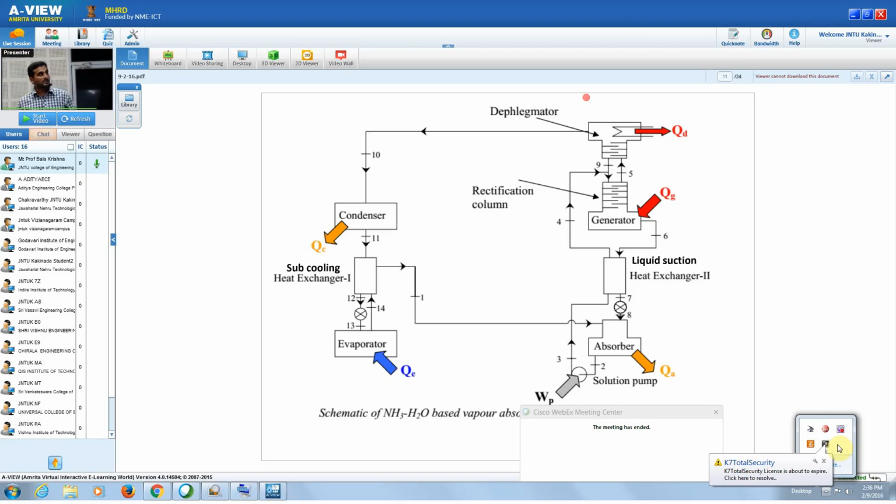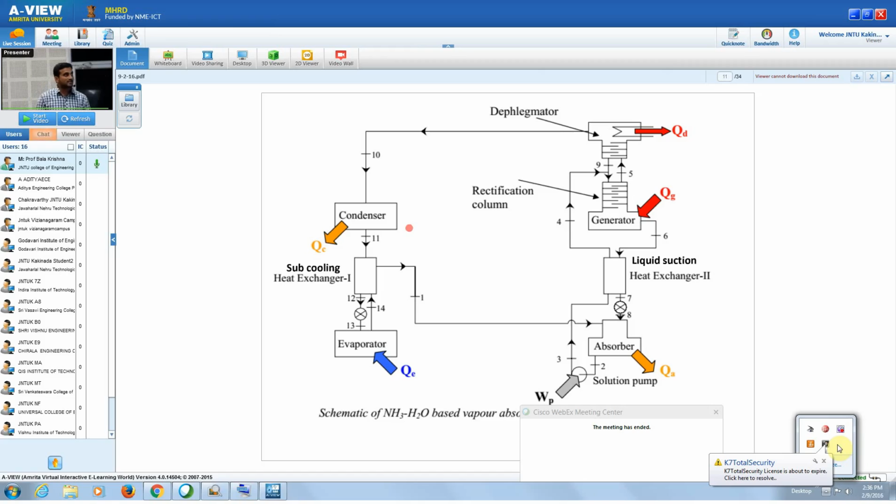And coming to the vapor NH3 water refrigeration system, see here, these are the components that are generally present. It consists of a condenser where heat is rejected out into the atmosphere, and an evaporator where heat is taken from the place where you want to cool. This is the evaporator, and an absorber, which serves the purpose of a pump when you compare it with the vapor compression refrigeration system. And the last one is the generator. In addition to these four, we also have a rectification column and dephlegmator. This is the component which is used to separate ammonia vapor from water vapor, and only send the ammonia vapor into the condenser.